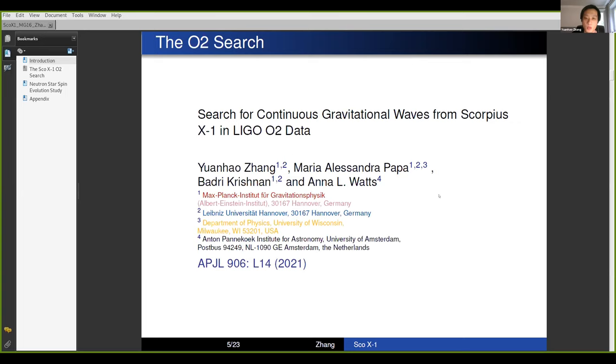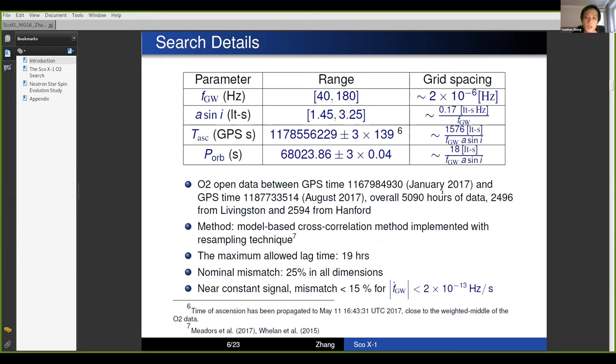This work was done with my colleagues Marisandra Bajakrishnan and Anna Watts, and published in a journal earlier this year. We cover the frequency band 40 to 180 hertz and all possible ICRANet region. The time of ascending node and the period of the binary are covered to three sigma. The time of ascending node has been shifted to the middle of O2 and the uncertainty has been expanded. We used the O2 data in 2017, basically 8 months of data from Livingston and Hanford.